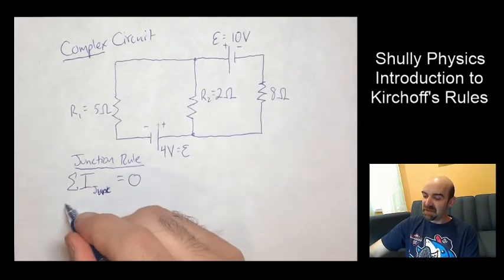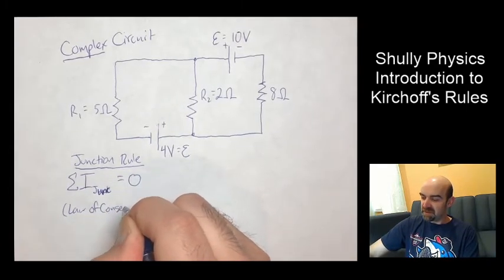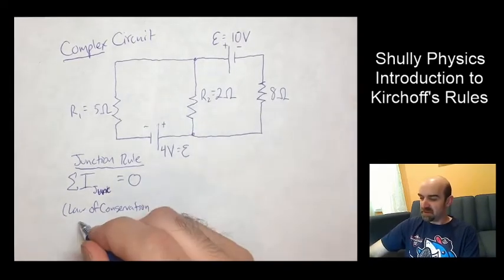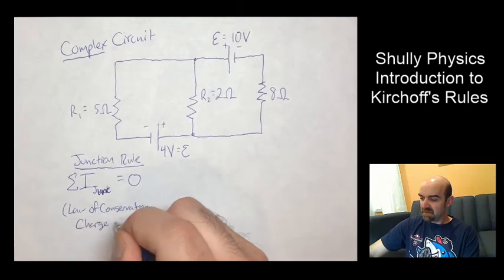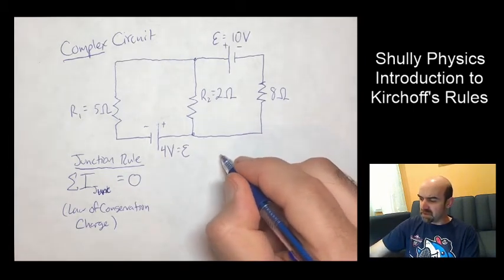And really, it's coming from the law of conservation of matter, or more specifically, charge. The number of electrons that come into a junction equals the number of electrons that leave that junction. So it is from a conservation law. And Kirchoff's other rule we'll be looking at is the loop rule.